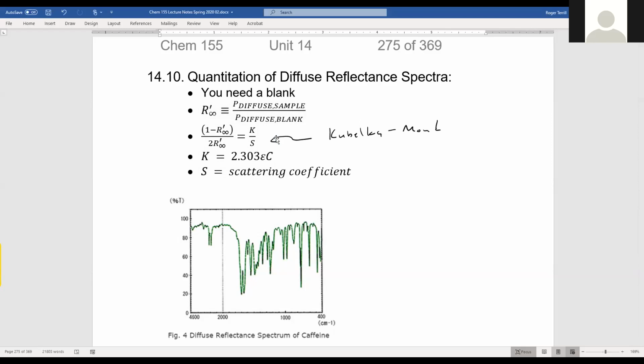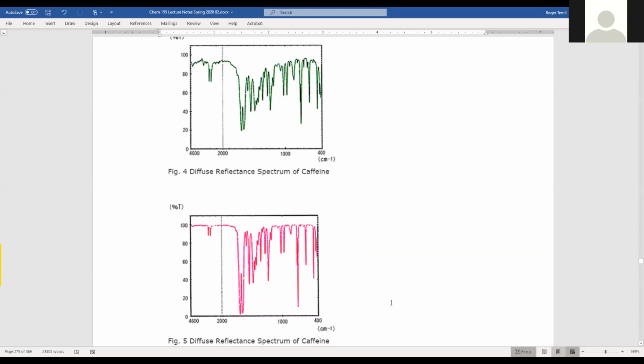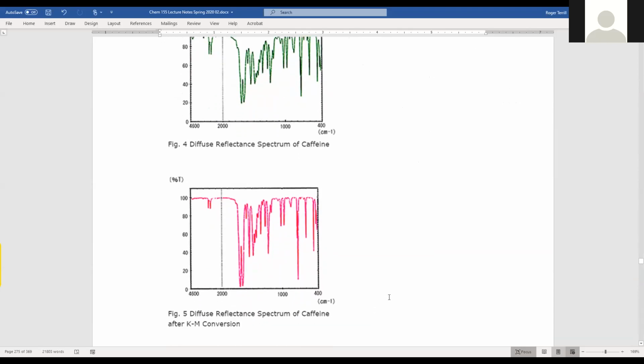Is proportional to concentration. Now, it's not always used, right? Because IR is more often used for qualitative analysis. But you can see here's a diffuse reflection spectrum of caffeine taken in the infrared.